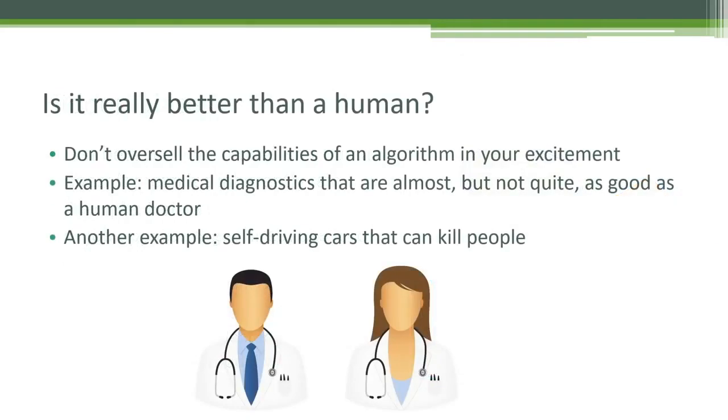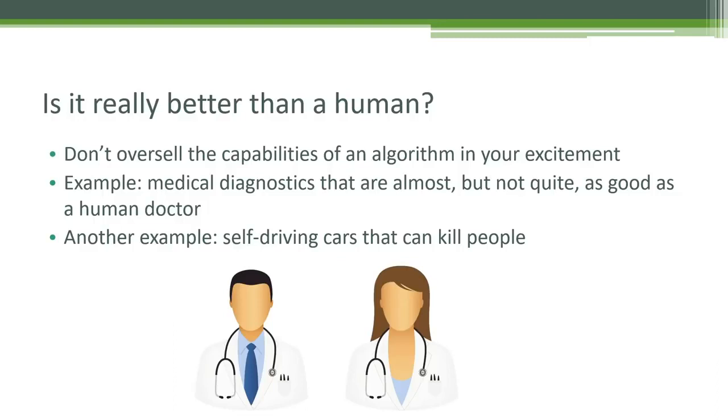Another thing to consider is, is the system you just built really better than a human? If you're building a deep learning system that the people in your sales department or your management or your investors really want to sell as something that can replace jobs and save companies money, you need to think about whether the system you're selling really is as good as a human, and if it's not, what are the consequences of that?